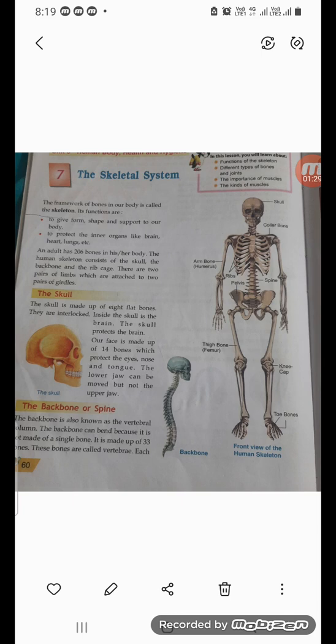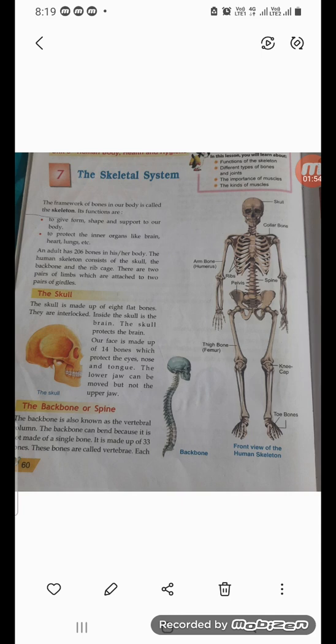An adult has got 206 bones in his or her body. What all does the human skeletal system consist of? It consists of the skull, the backbone, and the rib cage. And there are two pairs of limbs which are attached to the pair of girdles. Now, first let us take the skull. The skull is a very important part.